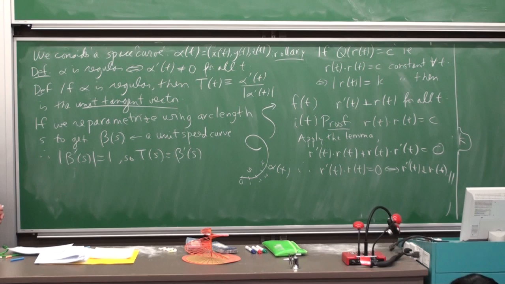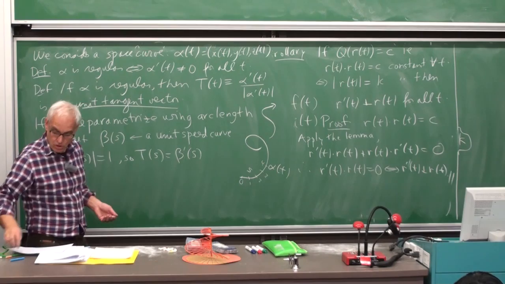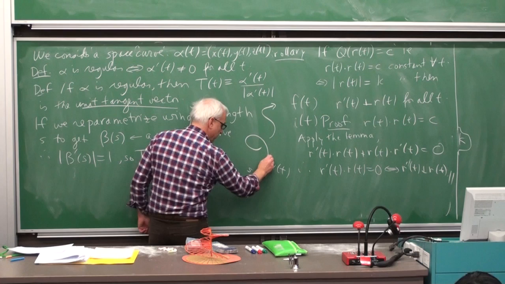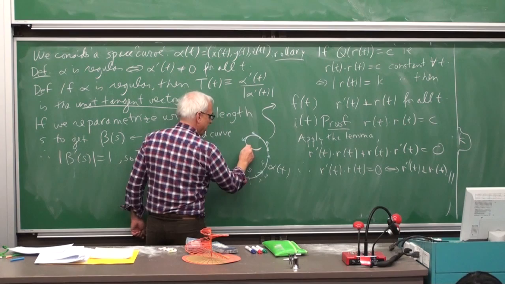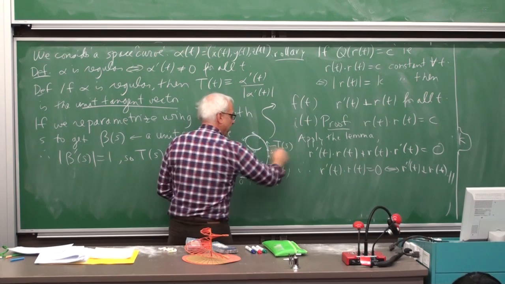All right, so we've done that. We've renormalized. We now have this unit tangent vector. So it'll be a tangent vector of length 1. At every point, there's a little vector of length 1. And at some general point S, that vector is going to be called T of S.